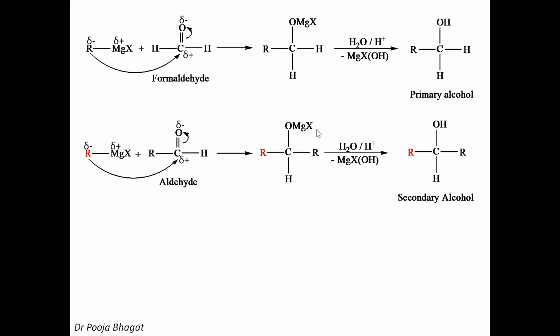Again, next step, hydrolysis in acidic medium. OMgX gets hydrolyzed to OH and MgXOH goes out. So here you have carbon with 2 alkyl groups, OH and H. Now this carbon is a secondary alcohol because the carbon to which the OH group is attached is having 2 alkyl groups. So it is secondary alcohol. And now you can easily find out how the tertiary alcohol is formed from the ketones.